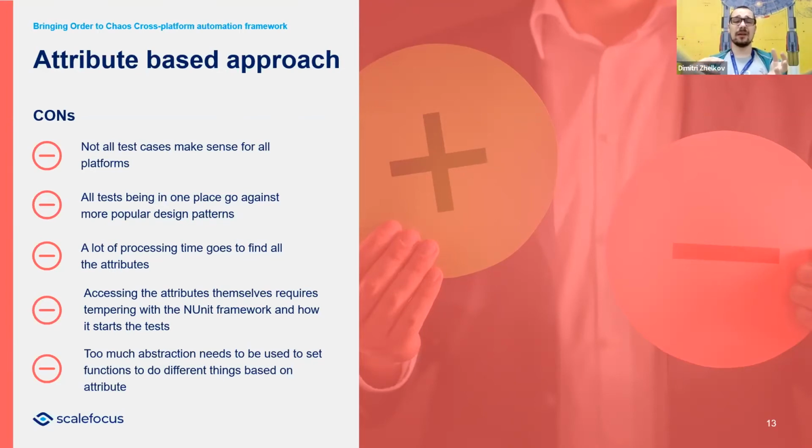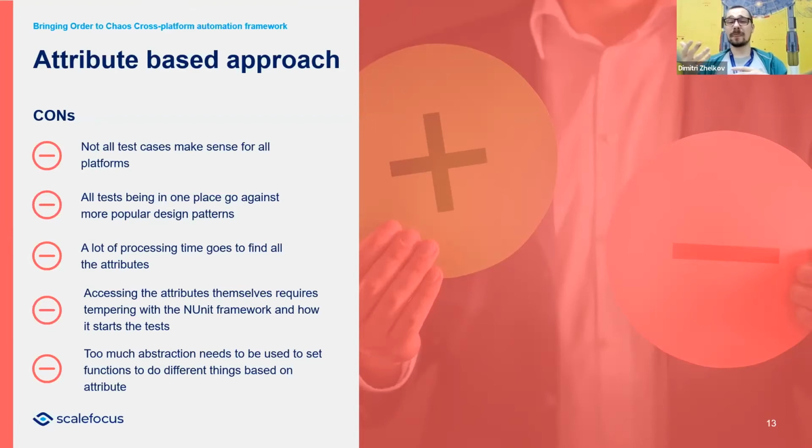Next thing would be all tests being in one place goes against more popular designs like page object model, screens in mobile testing. So we won't have that because if they're all in one place, we can't make our own. We can't use those design patterns. We have to use other design patterns, and it's much harder to find any internet knowledge on those patterns because they're so rarely used.